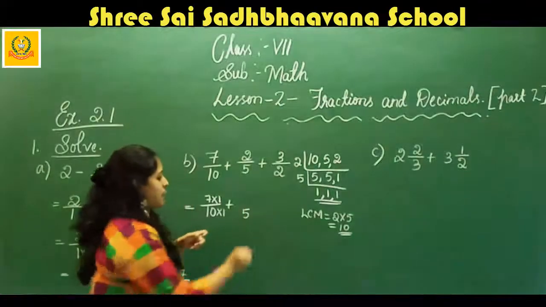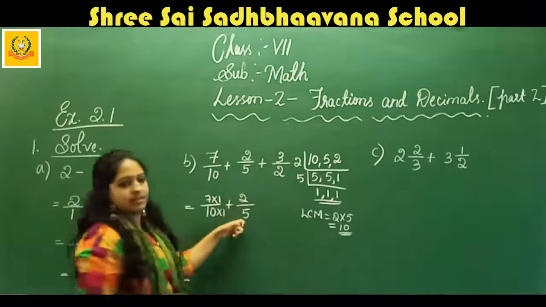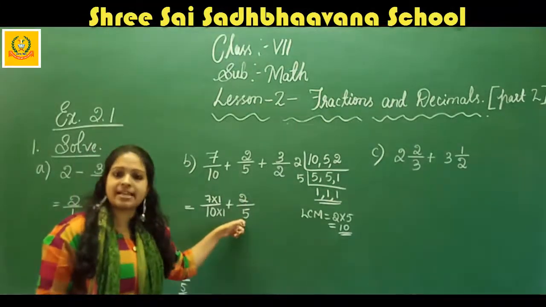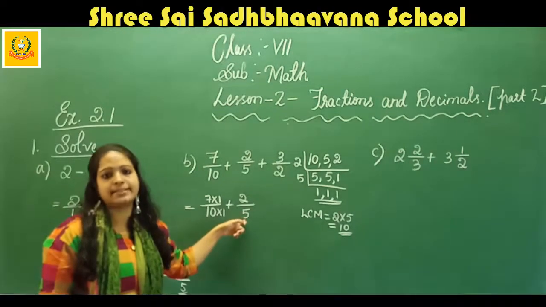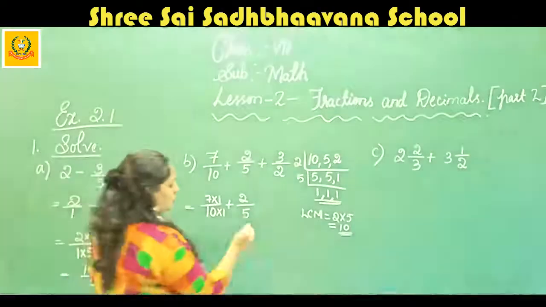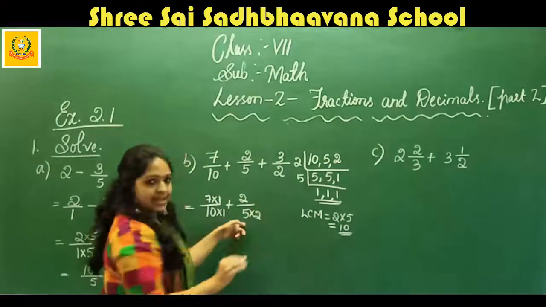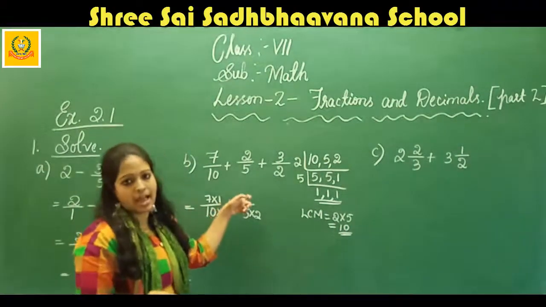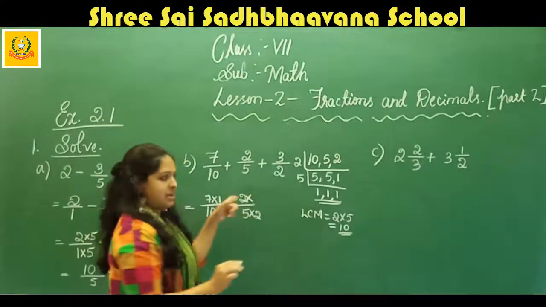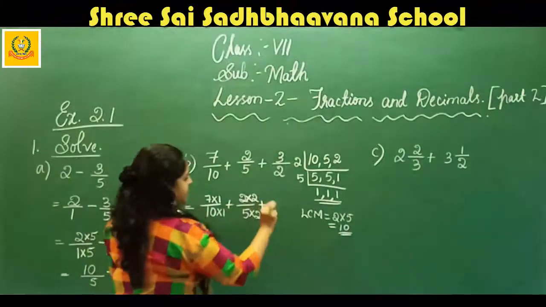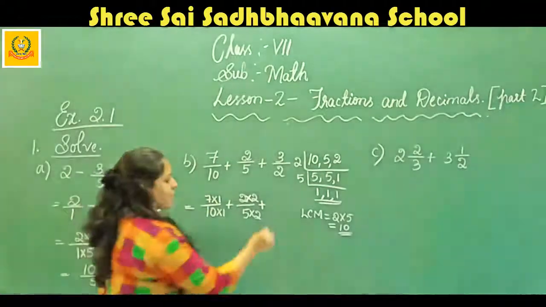I want to make this 5 as 10. So 5, how many are 10, children? 5 2s are 10. That means I have to multiply this denominator by 2. Not only denominator, even the numerator also I have to convert. So to this also I have to multiply by the same number, 2. Plus, okay. Now 3 by 2 is here.